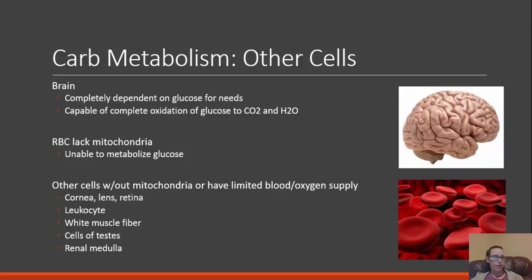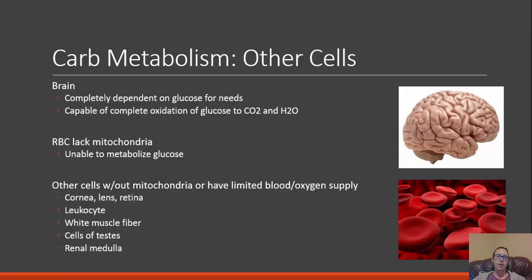So what about in our other cells? Well, our brain is one of the tissues that's completely dependent on glucose for needs and is capable of oxidizing glucose to carbon dioxide and H2O via the glycolysis and the TCA cycle.